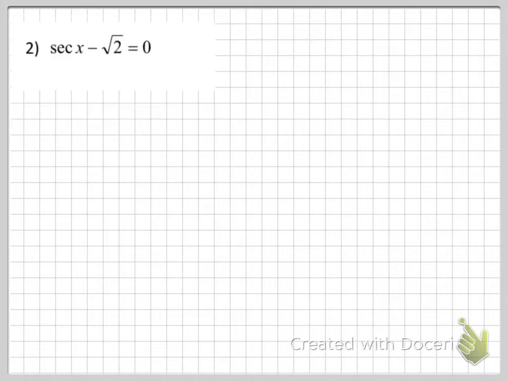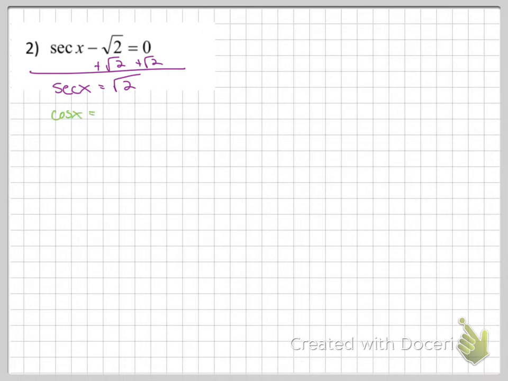Okay, this one we've got to do a little more work, right? We don't have the variable by itself, so add the root 2 to the other side, right? That doesn't have a variable attached to it. And now we need to find all the spots on the unit circle where secant equals root 2. You know I don't like these. I don't want to use secant because I know sine, cosine, tangent so much better. So who's the reciprocal of secant?